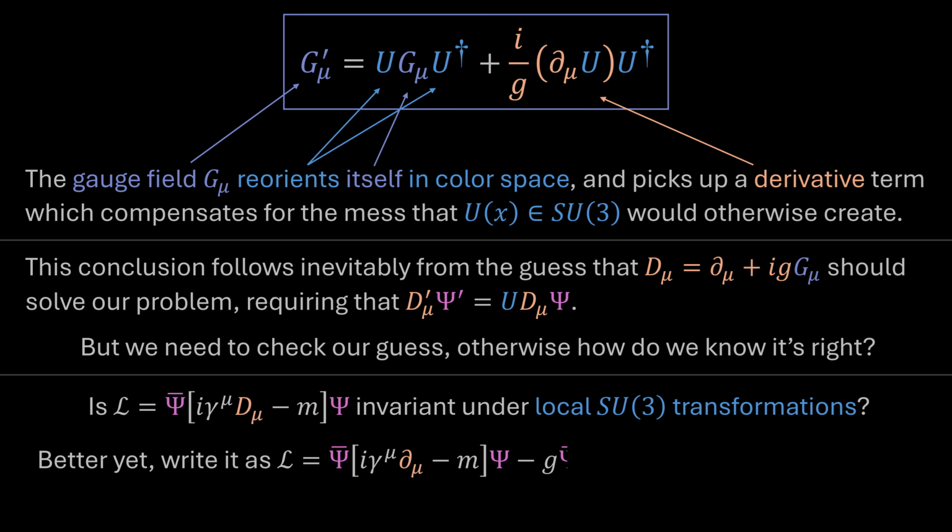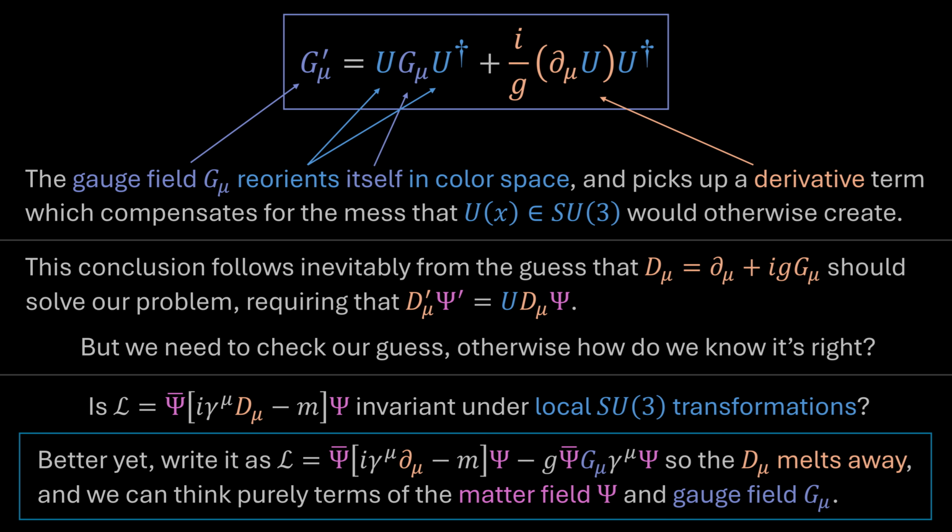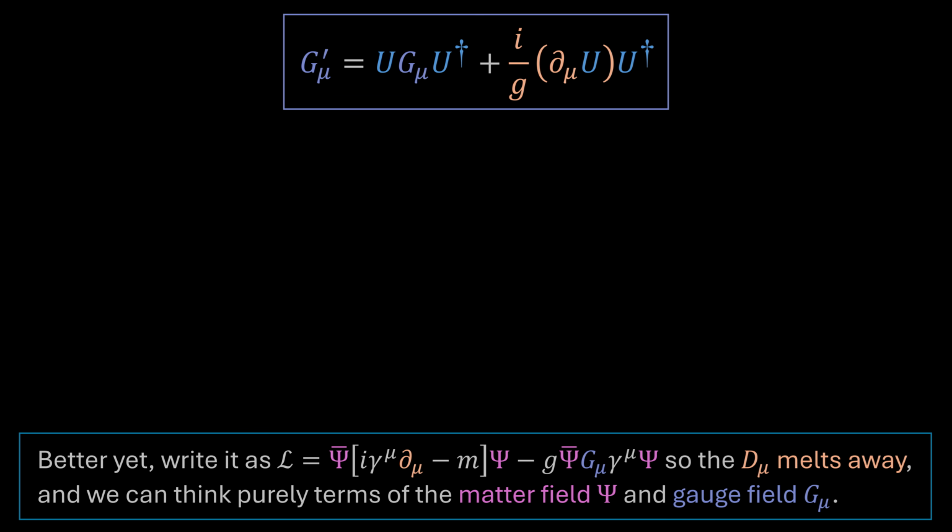Better yet, we can ask the same question, but without any reference whatsoever to the gauge covariant derivative. Because we can substitute into the Lagrangian the definition of the gauge covariant derivative, and then we arrive at a Lagrangian in which we're back to the regular old partial derivative, as well as an interaction term between psi and our gauge field G mu. That's exactly the same Lagrangian we've just written with the covariant derivative, but notice now that the D mu melts away, and so we can ask the same question while thinking purely in terms of the matter field psi and the gauge field G mu.